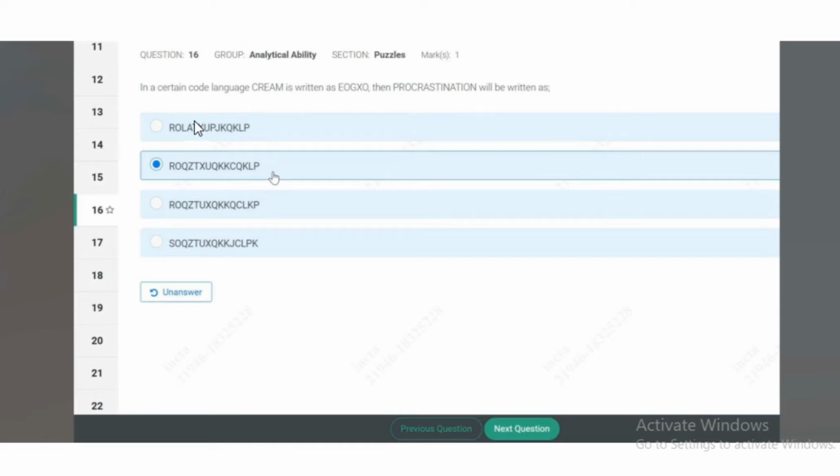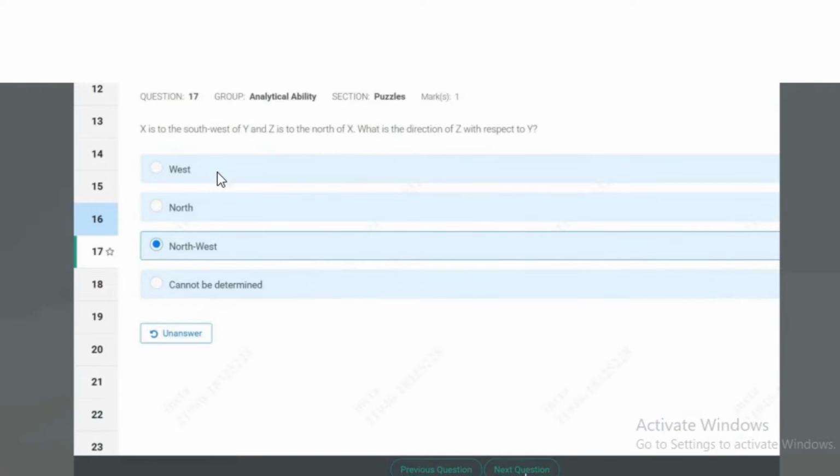And the next question falls under coding series. In a certain code language, cream is written as EOGXO, then how will procrastination be written? So here the answer is B.